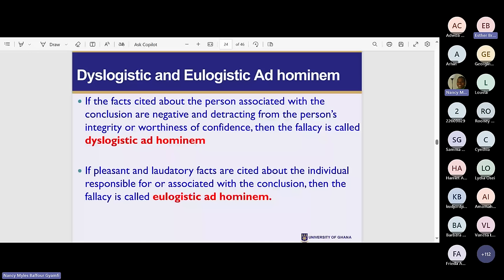If the facts cited about the person associated with the conclusion are negative in detracting from the person's integrity or worthiness of confidence, then the fallacy is called dyslogistic ad hominem.